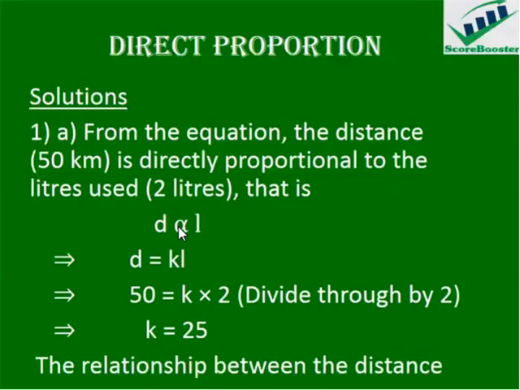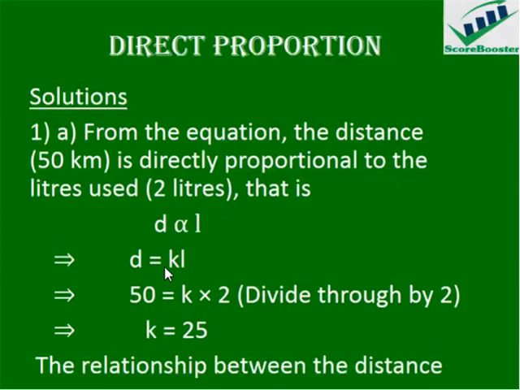D is directly proportional to L, that is the distance is directly proportional to the liters. So when you want to remove this proportionality sign, it becomes D equals KL. Remember we said K is the constant of proportionality. So the first thing you write is that your distance is directly proportional to liters, which implies that D equals KL.